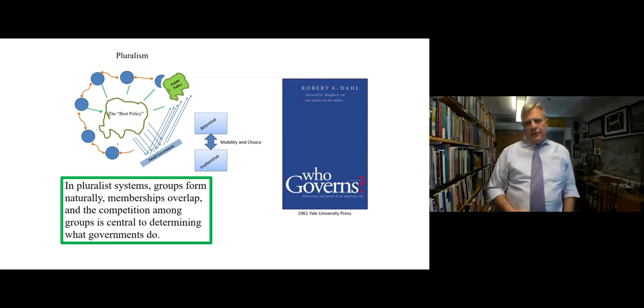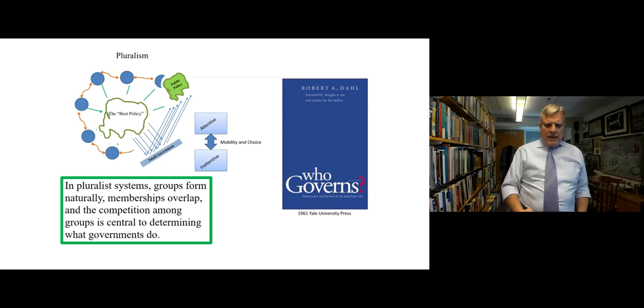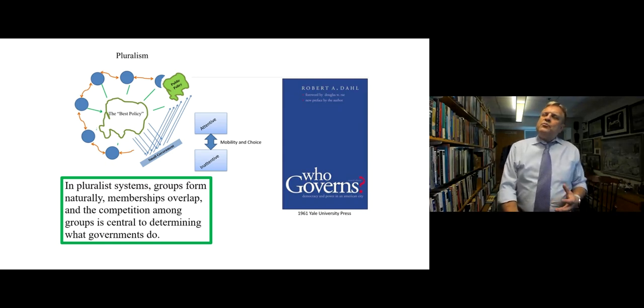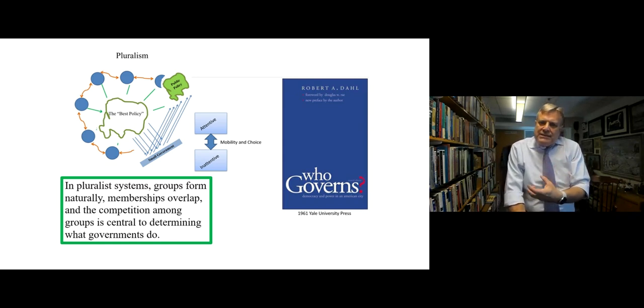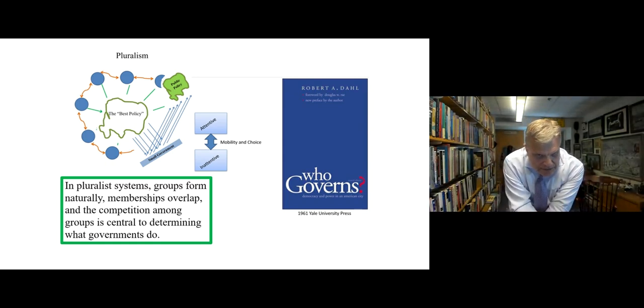Now, in his book, Who Governs, he actually looks at the history of New Haven, Connecticut. And he says, look, I'm reading through the history, and it's really interesting. You don't need to have a strong central government, because when there's a problem, groups are going to form, and then they're going to be represented by the people's voluntary choice to be part of the attentive publics. So, in pluralist systems, groups form naturally. Memberships overlap, and the competition among groups is central to determining what governments actually do.